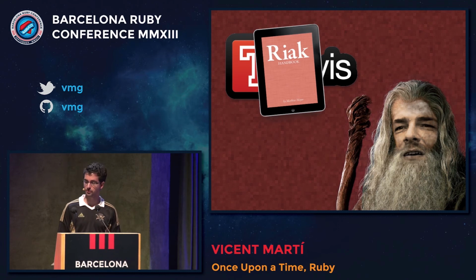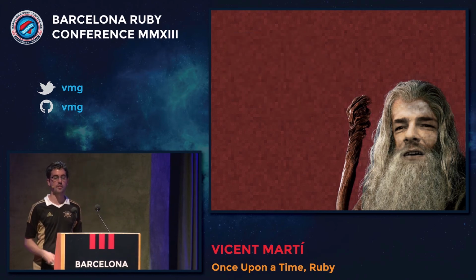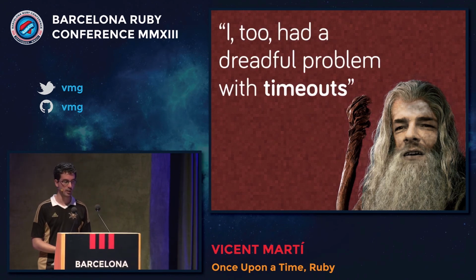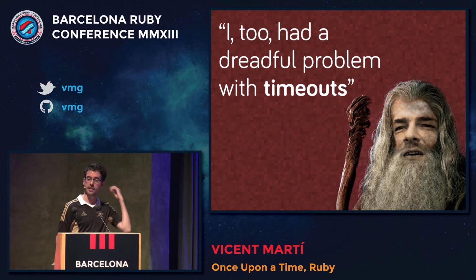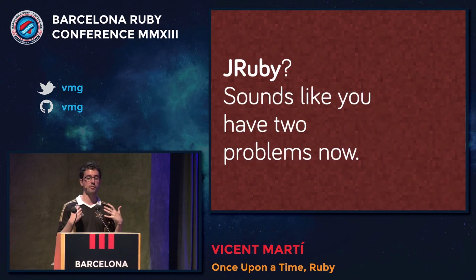I went to Berlin to do the usual thing, talk with the old wizard and discuss programming stuff. And we had this conversation, and the wizard told me, you see, I also had a dreadful problem with timeouts. I said, oh, wow, really? Just like us. Let's talk about it a little bit. And he said, you see, I was using JRuby, so I interrupted the wizard. I said, wait a second, you got a problem with timeouts, and you're using JRuby? Well, it sounds like you have two problems now, right?